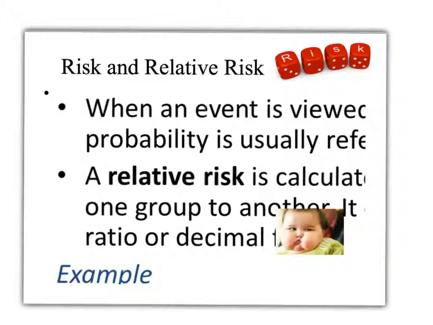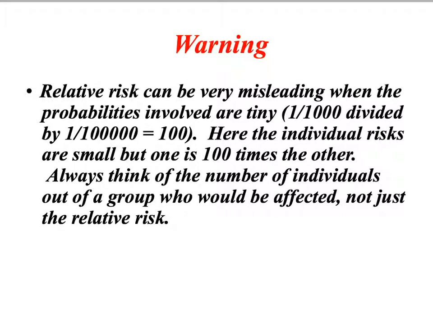Relative risk is calculated by comparing the risk of one group with the risk of another. So you have the risk of, for example, smokers compared to that of non-smokers, and you come up with a relative risk. Relative risk can be very misleading, so watch out for this. If the probabilities are very small, for example, 1 chance in 1,000, 1 chance in 100,000, the relative risk, when you divide one by the other, can seem really big.